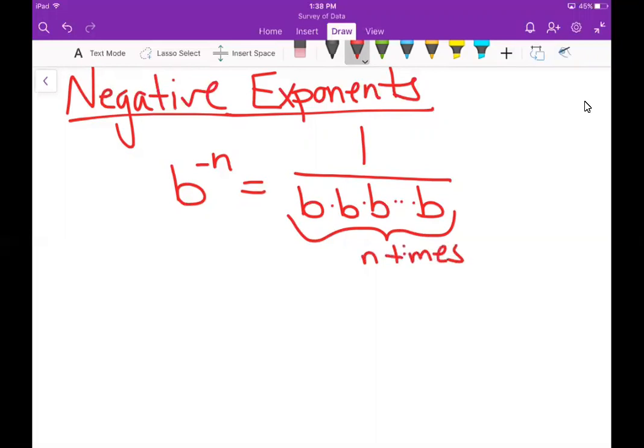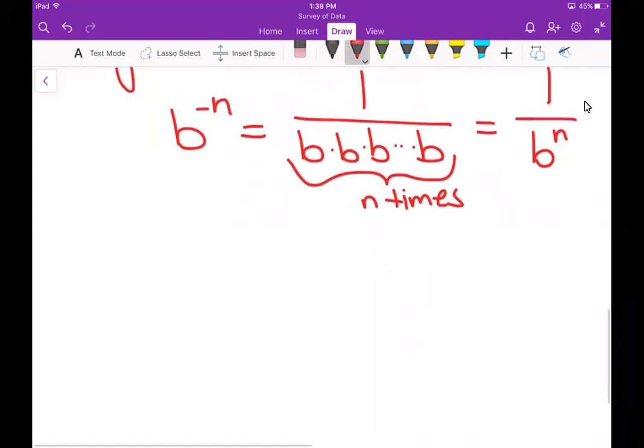So what the negative does is it puts your bases in the denominator of a fraction. It divides by them instead. So b to the negative n is the same thing as 1 over b to the positive n power. Again, a negative exponent does not make it a negative number. A negative exponent means to divide. So let's make sure we've got that. Let's do some examples here.